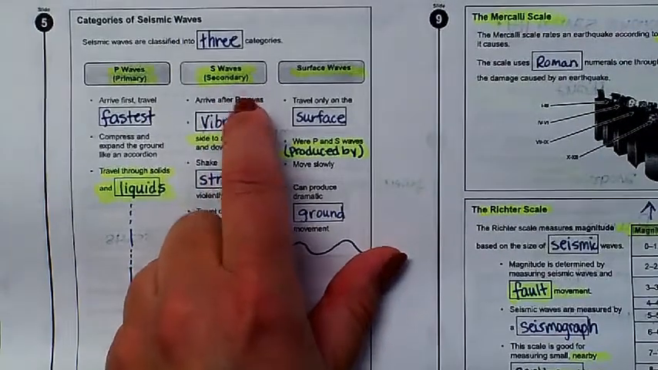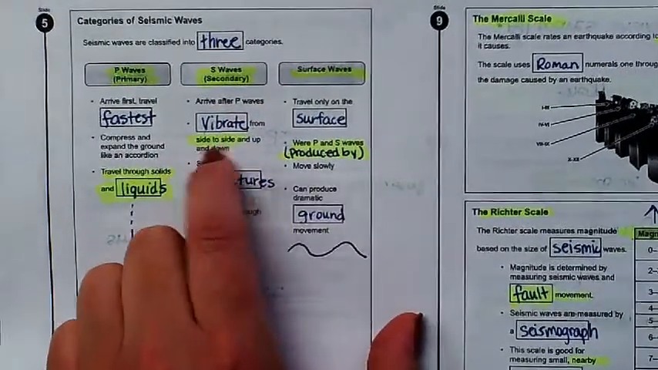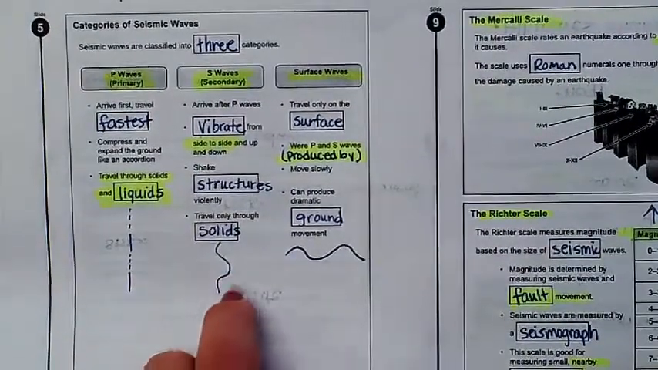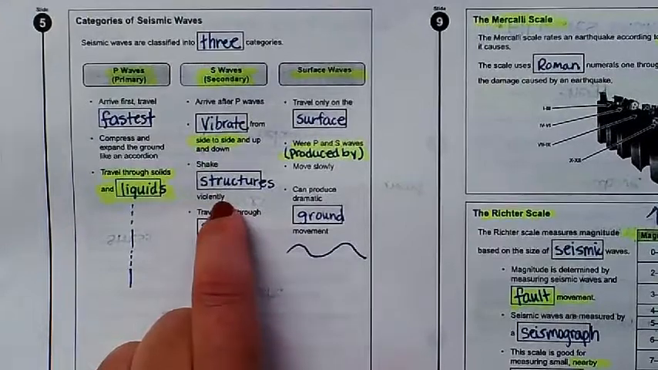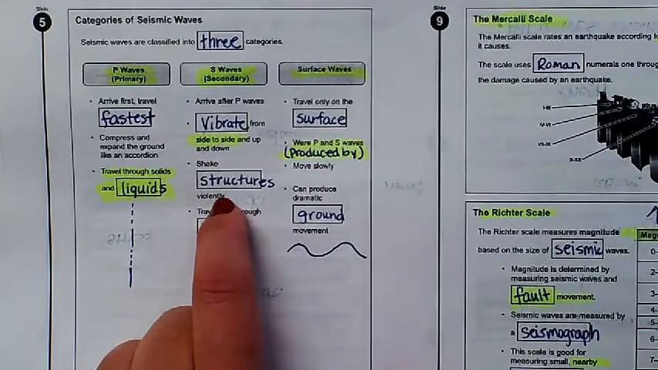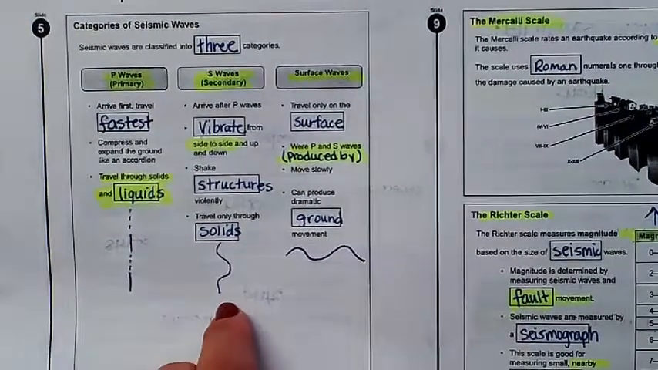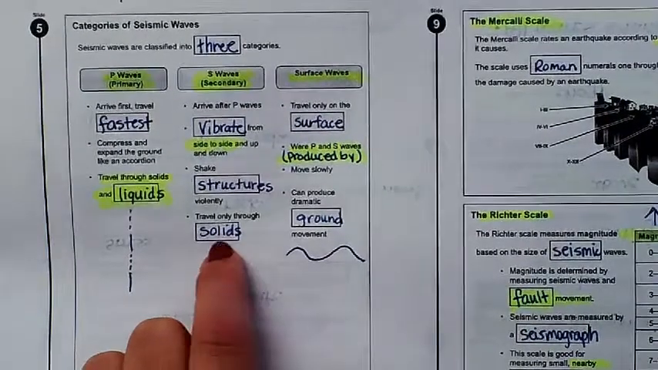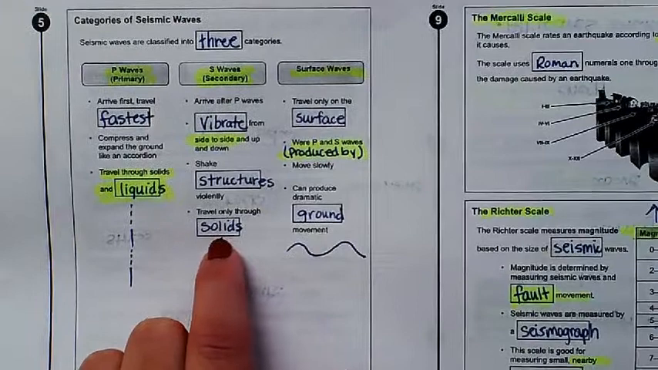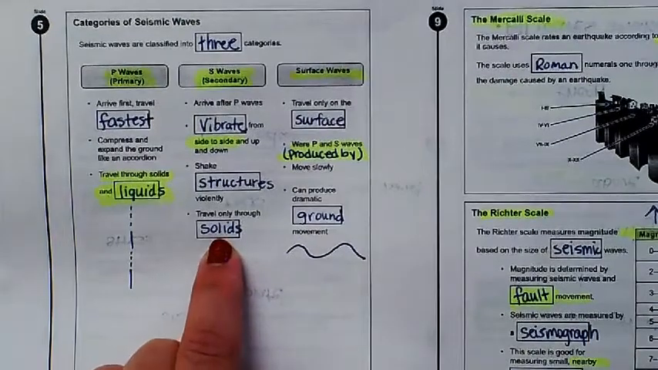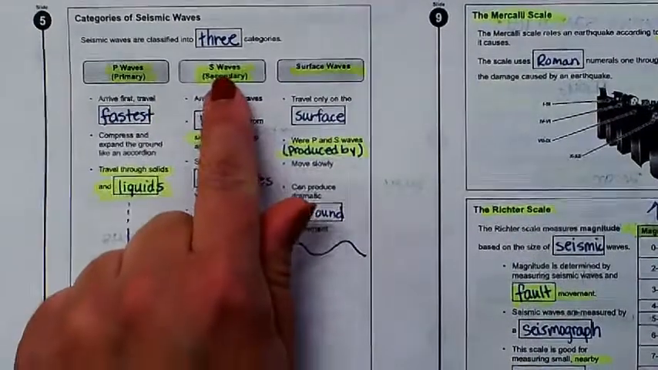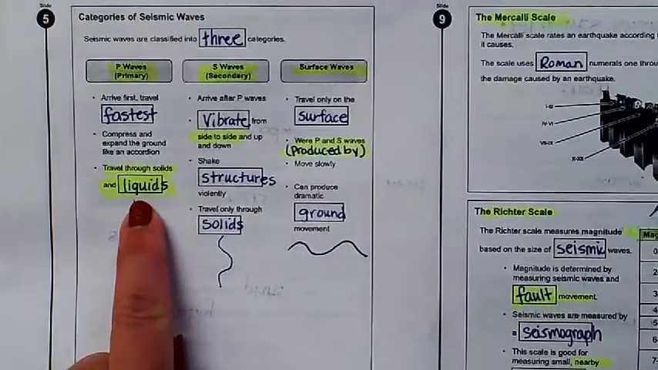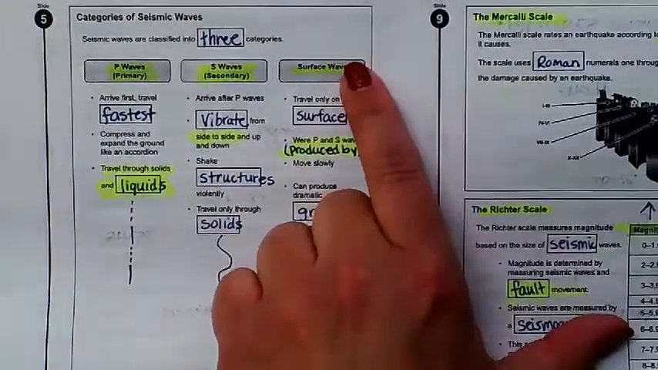S waves arrive second. They move side to side, which I tried to draw. These are the ones that shake structures violently, with that side to side action. S waves can only travel through solids. So remember the outer core, since it's a liquid metal layer, S waves cannot travel through that layer. Only P waves can.